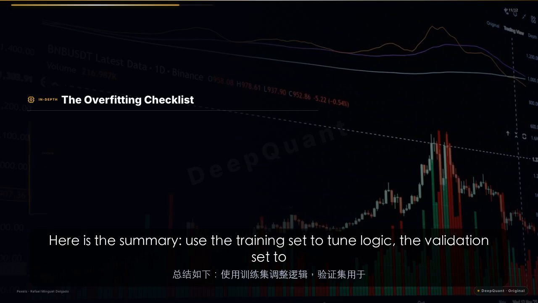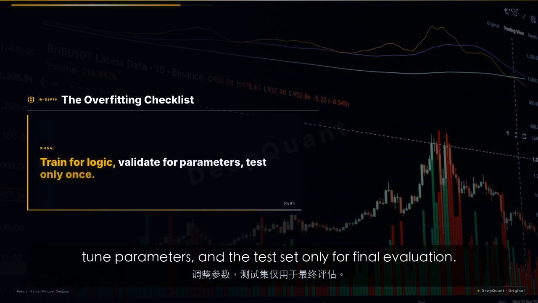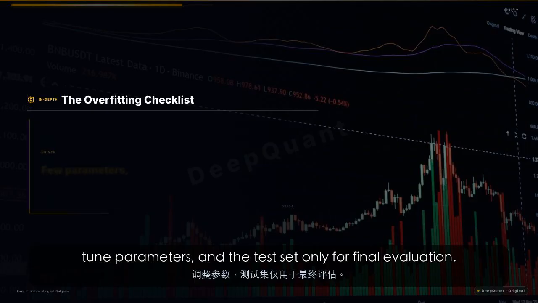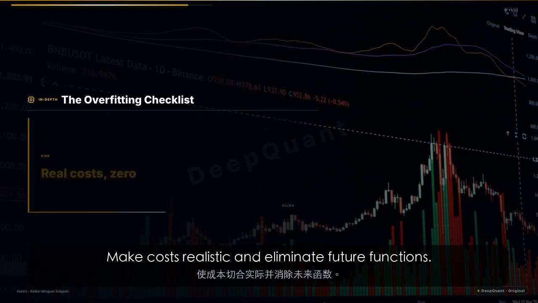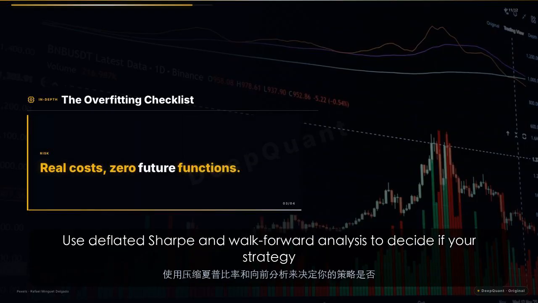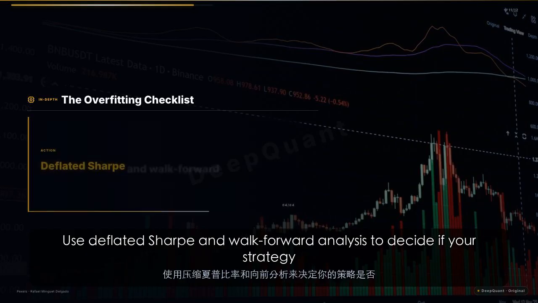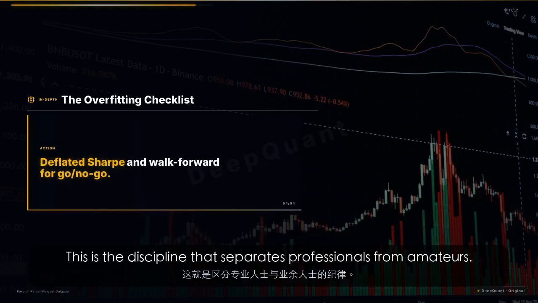Here is the summary: use the training set to tune logic, the validation set to tune parameters, and the test set only for final evaluation. Keep parameters few, flat, and stable across samples. Make costs realistic and eliminate future functions. Use deflated Sharpe and walk-forward analysis to decide if your strategy deserves live capital. This is the discipline that separates professionals from amateurs.